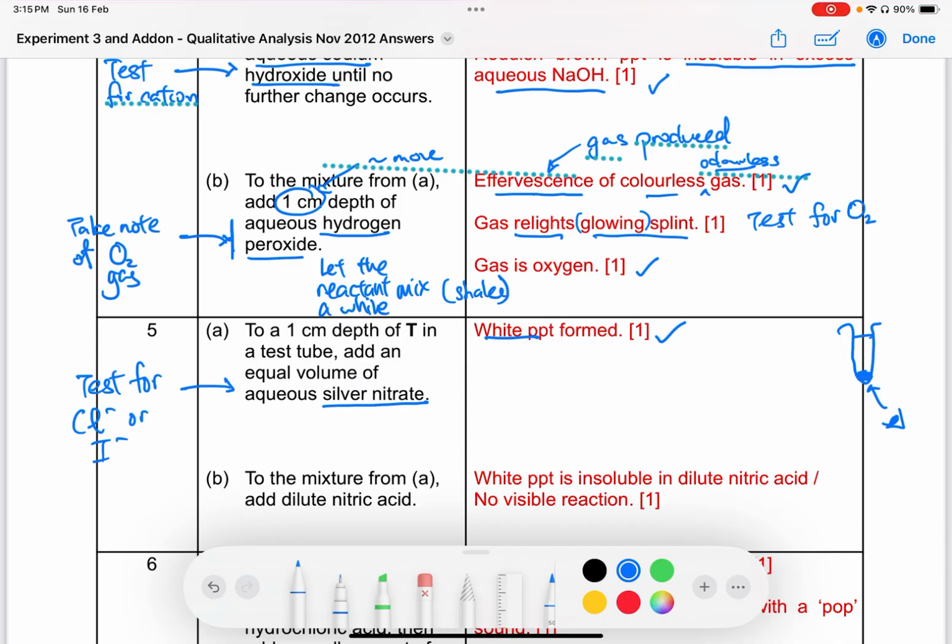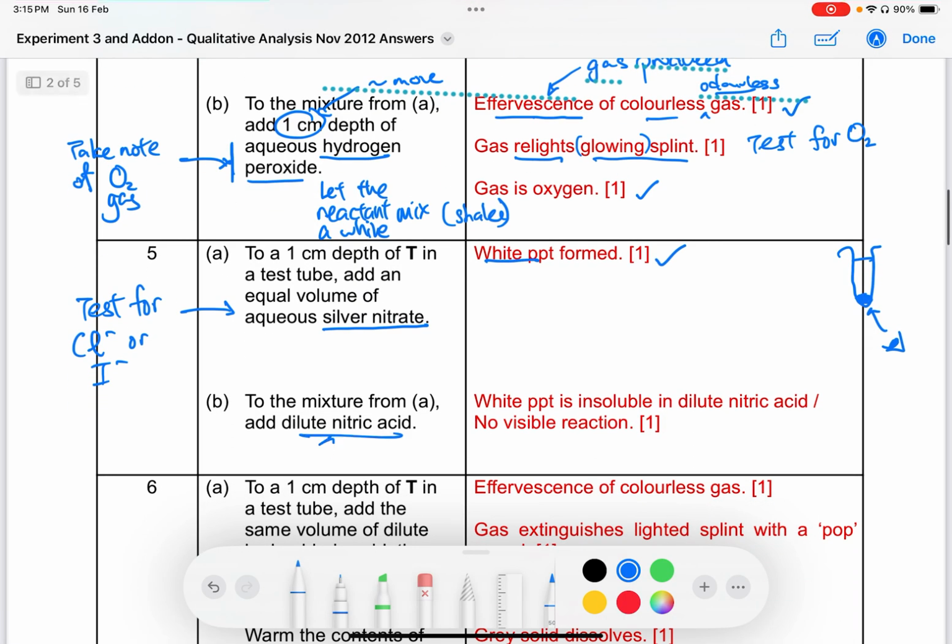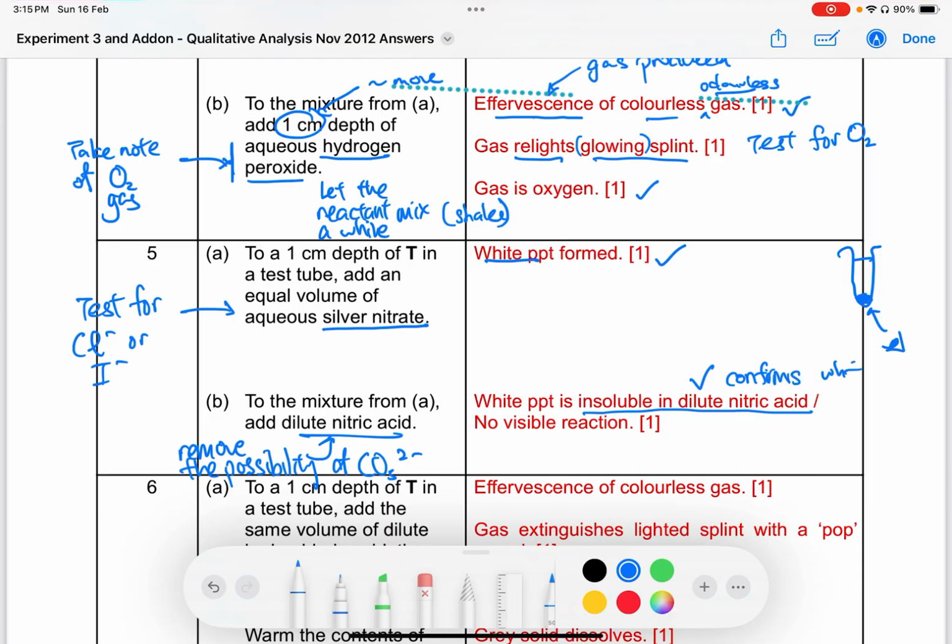So white precipitate formed. After that, when you add nitric acid, this is to remove the possibility of carbonate. In general, we should see that the white precipitate is insoluble in nitric acid. This confirms that the white PPT is silver chloride.